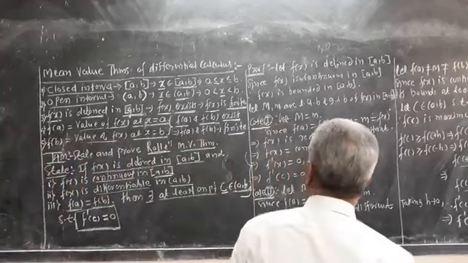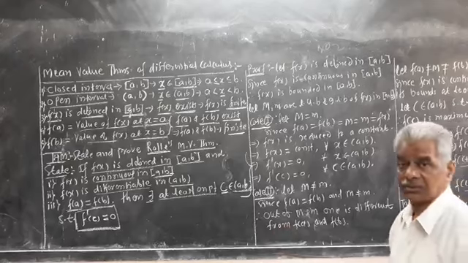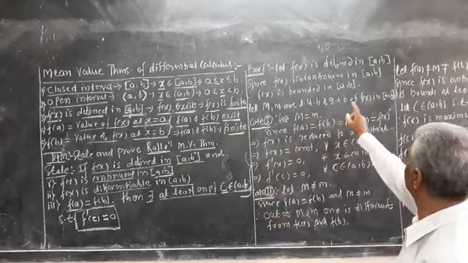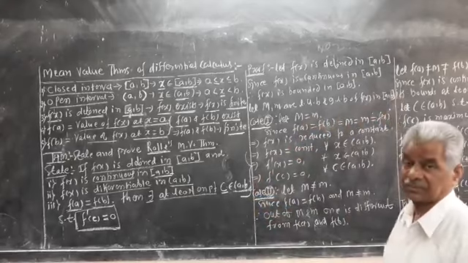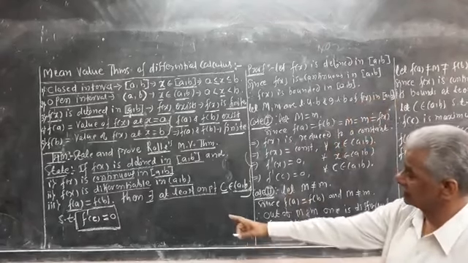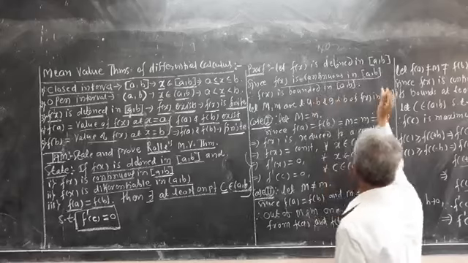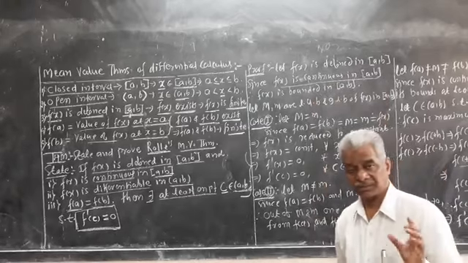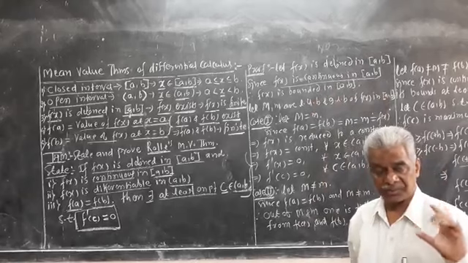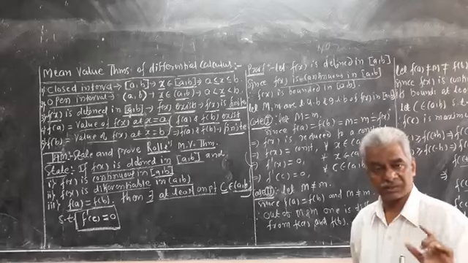Then we see what type of proof we have for Rolle's mean value theorem. Here, firstly given that f of x is defined in the interval a, b, and according to the given first condition, f of x is continuous in a, b. And according to the properties of continuity, we know that every continuous function is bounded.